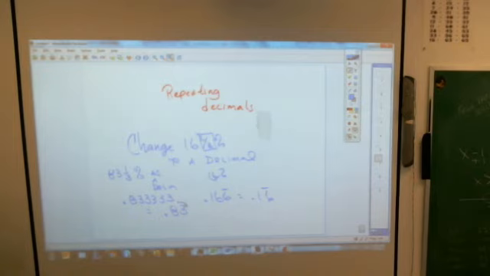Now take out another blank piece of paper under unit multipliers.